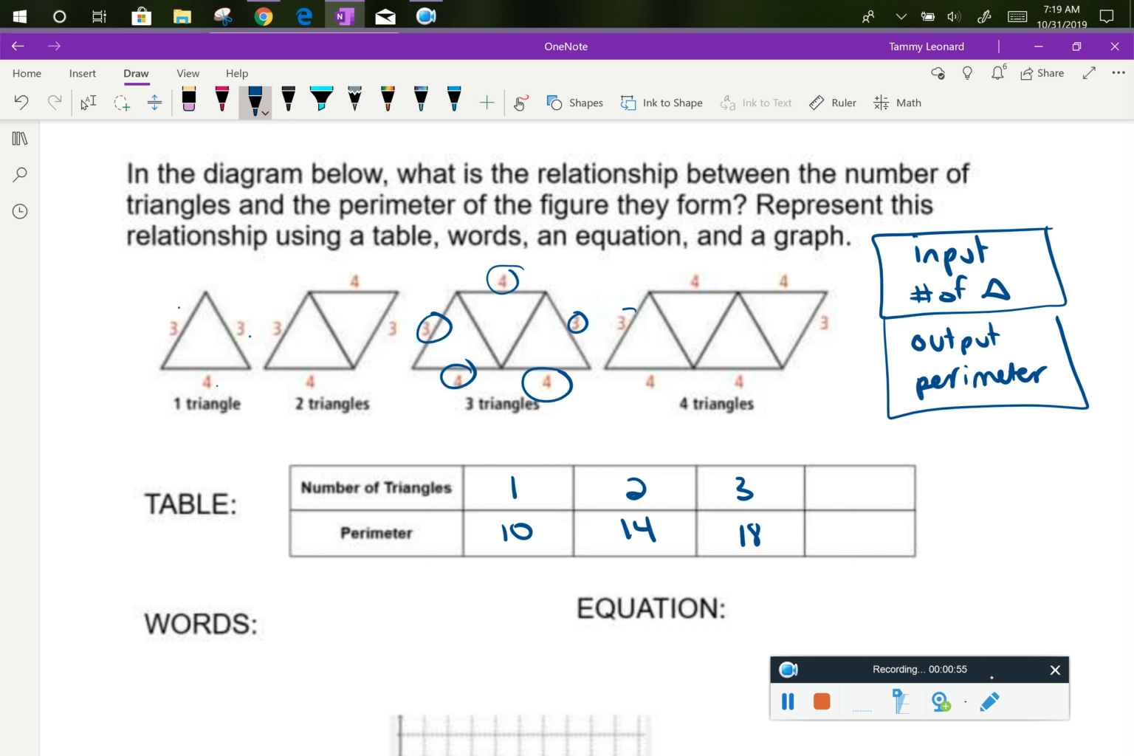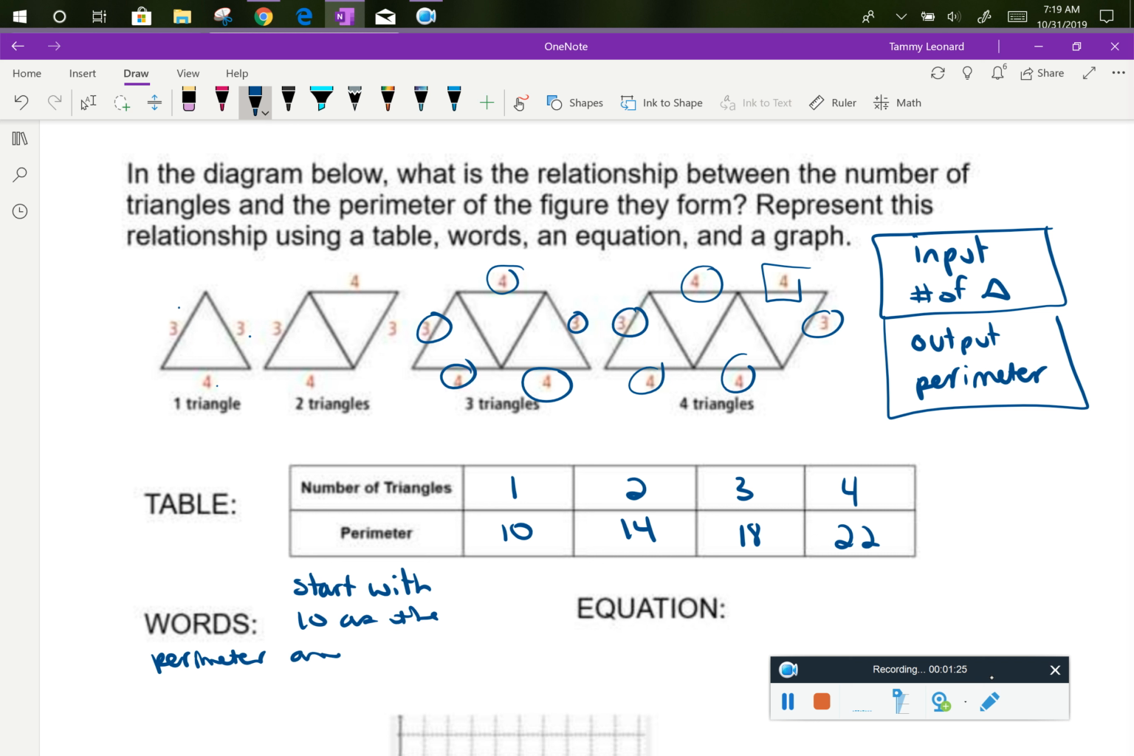If you look at that again, notice we still have those 3's on the side. We have the 3 4's we already talked about. We're getting one more 4. So we can start to realize as we look at this that we're adding 4 every time as we add another triangle, but nothing else is changing. So if we try to put the pattern into words, we might say something like, we start with 10 as the perimeter, and each triangle adds 4 to the perimeter.